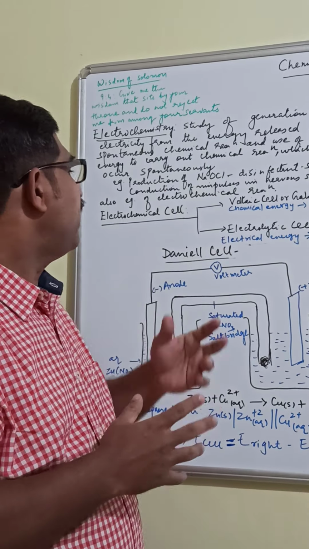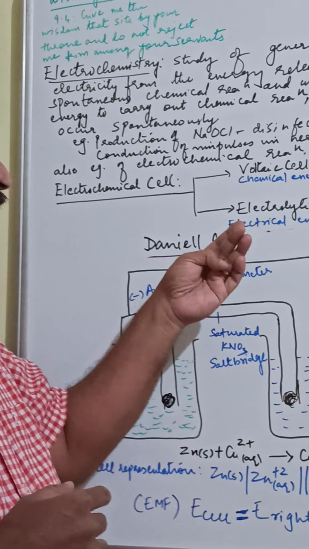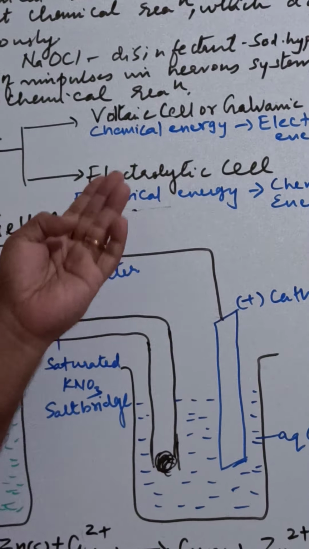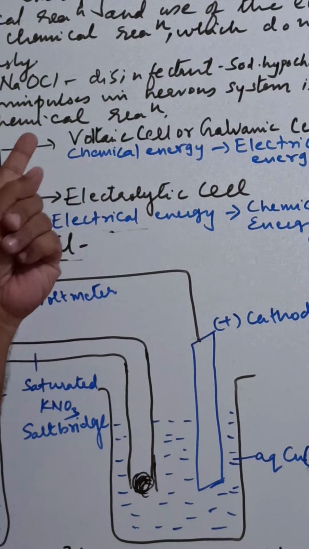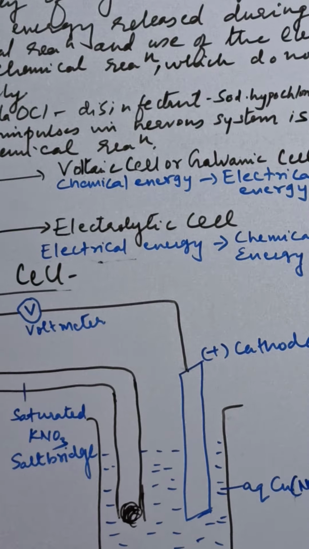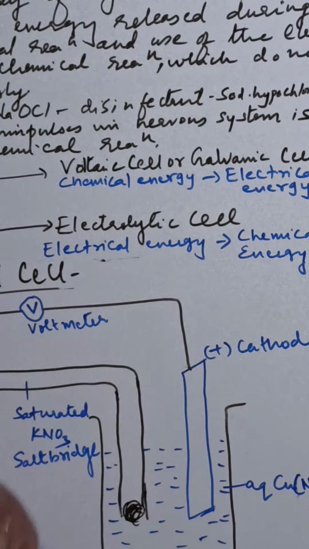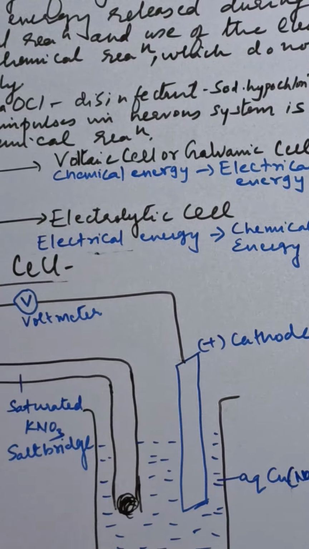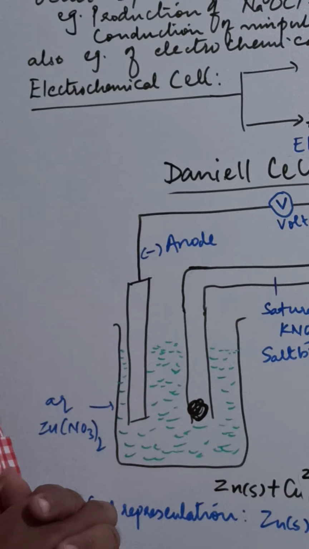Okay, now here let us go further. When you talk about electrochemical cell, you got two types. You got the voltaic cell or the galvanic cell or the Daniell cell, and you have got the second type, that is electrolytic cell. In case of voltaic cell or galvanic cell, chemical energy is converted to electrical energy. In the case of electrolytic cell, it's just opposite. Electrical energy is converted into chemical energy. Now let us go with the figure of this diagram of this Daniell cell.